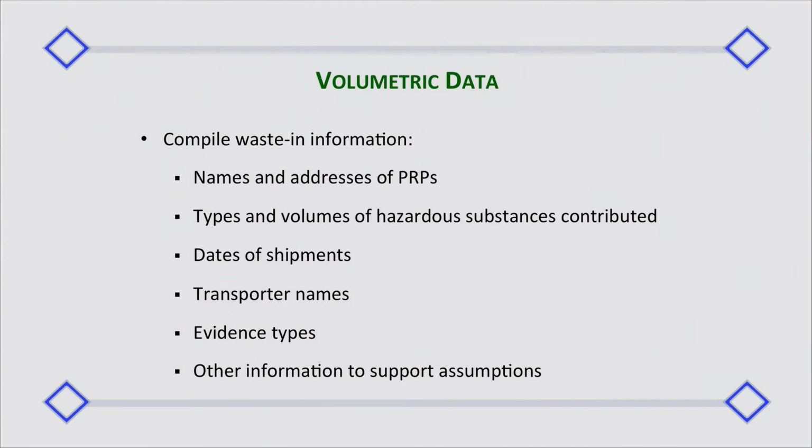Some of the information that should be compiled to create the volumetric ranking list, or waste-in list, includes names and addresses of parties, the types and amounts of waste contributed by each party, dates and other details of shipments, names of the waste haulers used to transport the waste, and the type of evidence available. Also, any other information that may be available to support any assumptions that you have made.